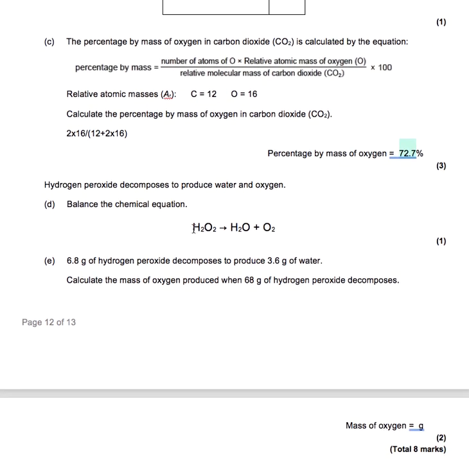Balancing this chemical equation, well, you need to have two hydrogens for every 3 oxygens. So if you had 2 of those, you could make 2 of those. So there's your 4 hydrogens, 4 hydrogens, 4 oxygens, 2, and 2 is 4.